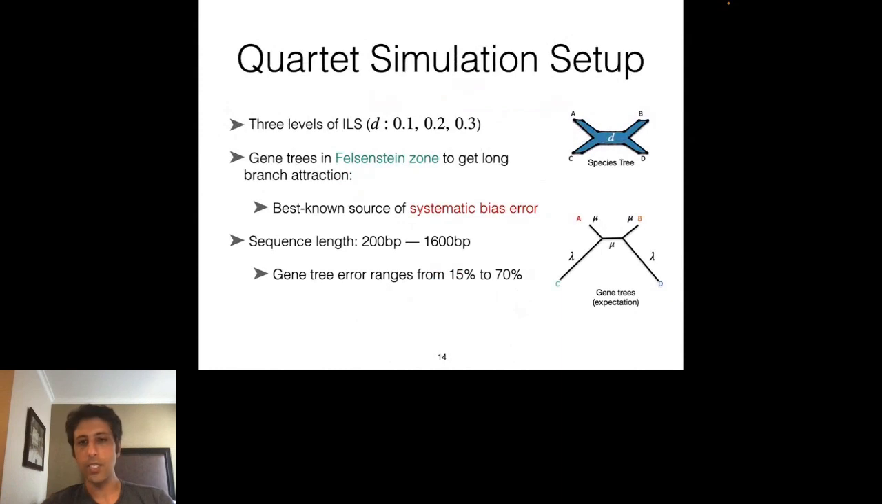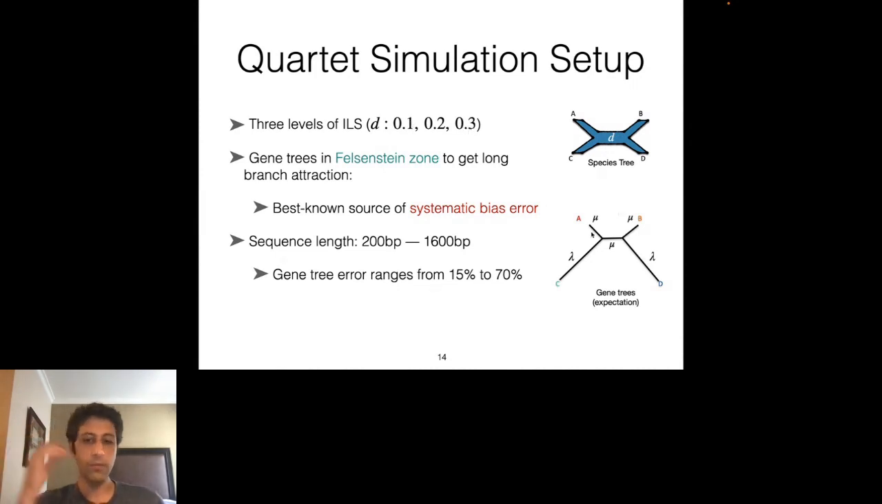Let's look at some simulations. To be able to study these in challenging conditions, we do simulations under Felsenstein zone-like conditions. Our species tree has a branch length D in the middle. We are simulating quartets. We change D, from very high ILS to moderate levels of ILS.